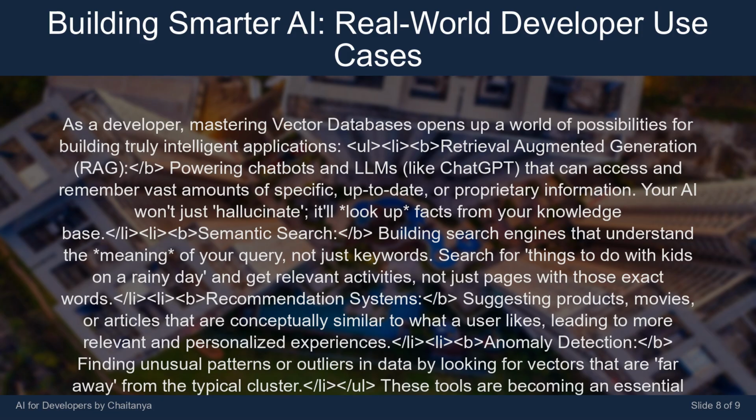Semantic search: building search engines that understand the meaning of your query, not just keywords. Search for things to do with kids on a rainy day, and get relevant activities, not just pages with those exact words. Recommendation systems: suggesting products, movies, or articles that are conceptually similar to what a user likes, leading to more relevant and personalized experiences.